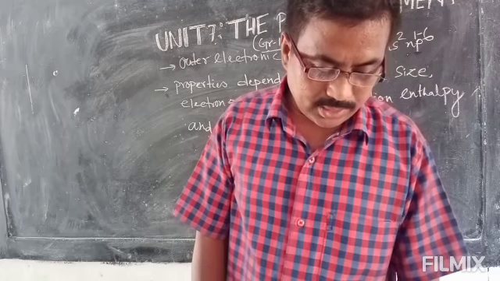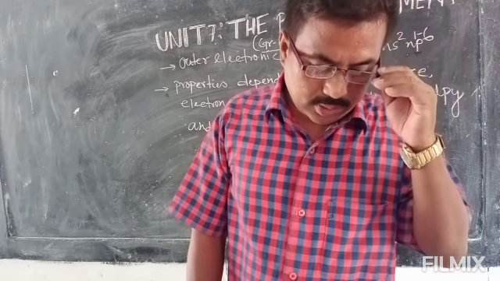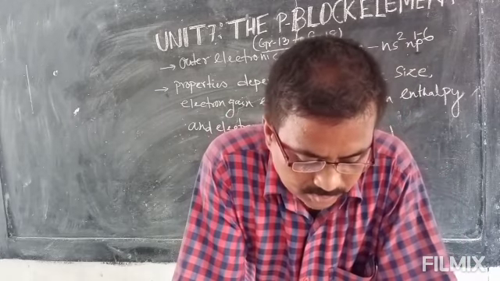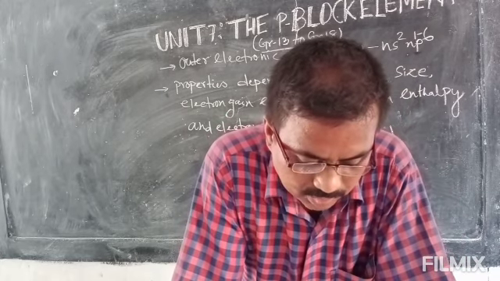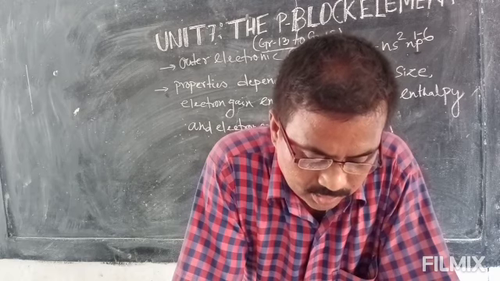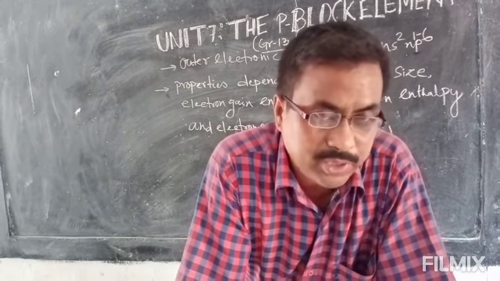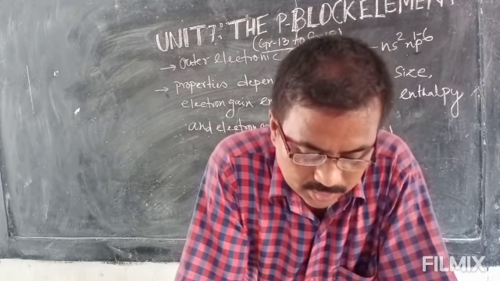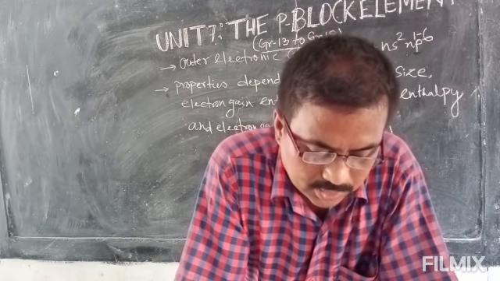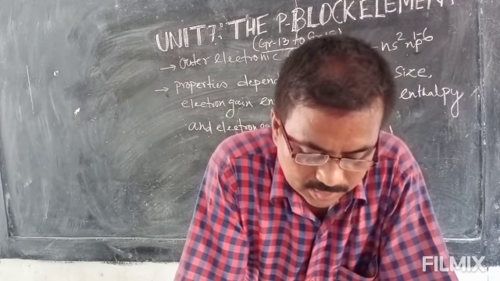So we can ask, what is the tendency of exhibiting the -3 oxidation state among the group 15 elements? Say your answer: the tendency to exhibit the -3 oxidation state decreases down the group. This is due to the increase in size and metallic character.